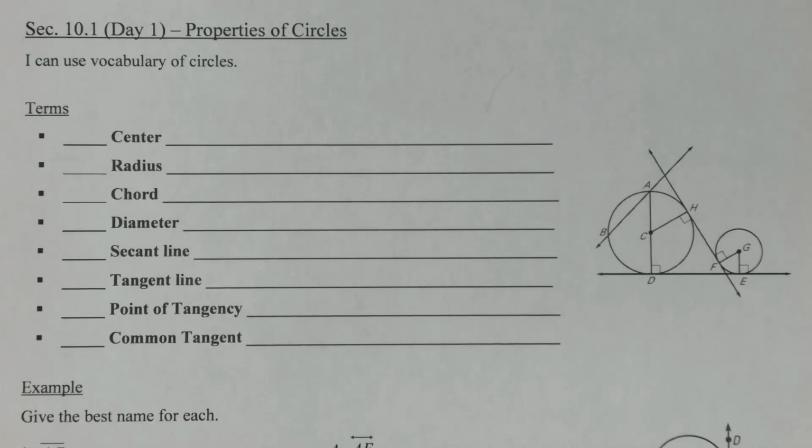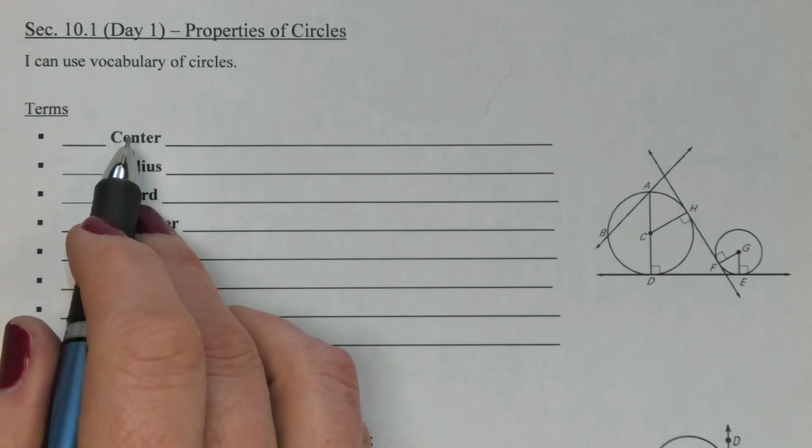This is section 10.1, and today we're going to move into an entire chapter dedicated to circles. So you can leave all that information about four-sided shapes behind and move into circles. Many of these vocab words you've heard before, but a ton of them you have not. So let's start at the beginning where we're going to talk about the center of a circle.